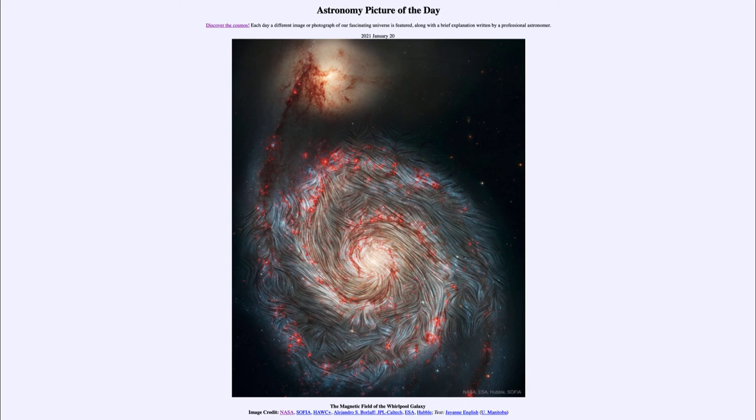And as we study more galaxies with this and look at other galaxies to be able to compare, we can start to get a better picture of how the magnetic fields of the galaxies are interrelated with the structure of the galaxy itself, and hopefully give us a better understanding of galaxies and how they work. So that was our picture of the day for January the 20th of 2021. It was titled The Magnetic Field of the Whirlpool Galaxy.